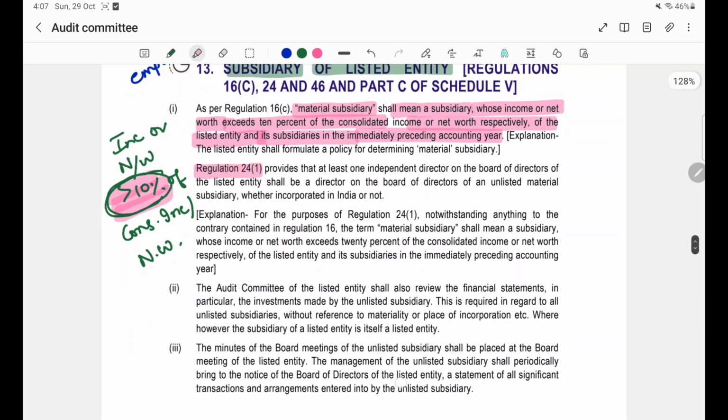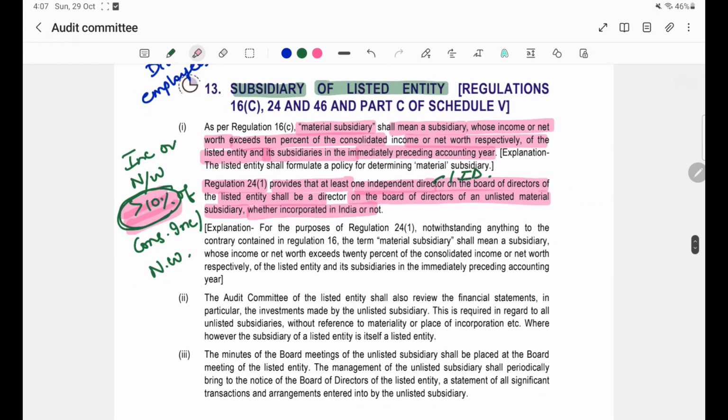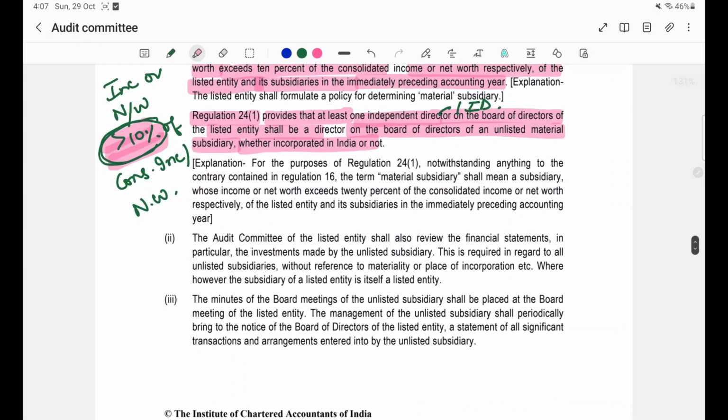Now regulation 24(1) provides that at least one independent director on the board of directors of the listed entity shall be a director on the board of directors of an unlisted material subsidiary, whether incorporated in India or not. So these are just the requirements that are provided: there is this listed entity and there is this material subsidiary. So at least one independent director of the listed entity should be a director on the board of the unlisted material subsidiary.